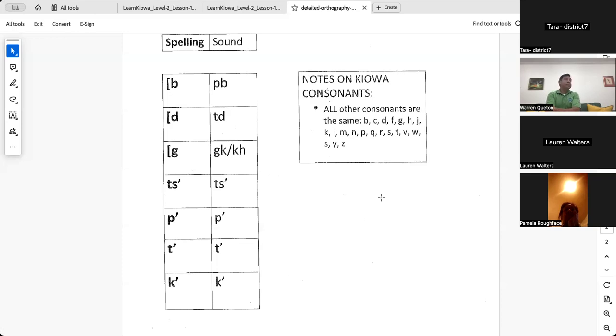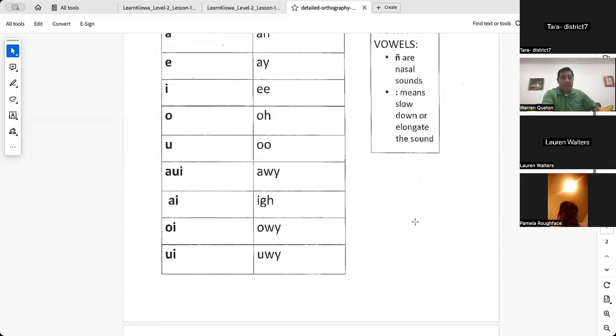And then the P with the apostrophe. It says B. And then the T, and then the K. Very good. Very good. So those are your basic sounds in Kiowa.